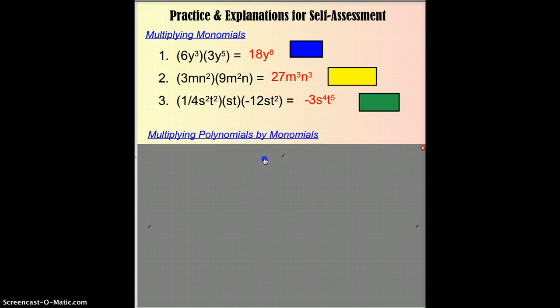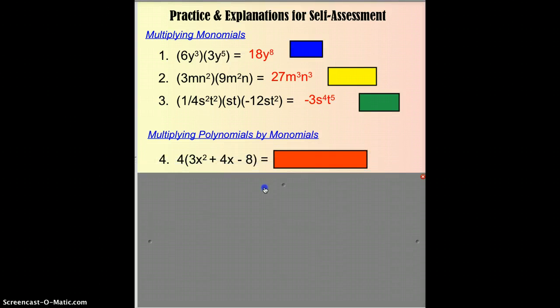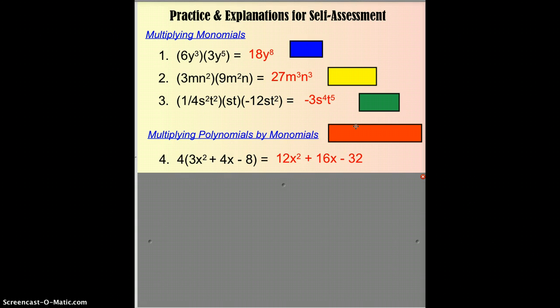Now we're going to move on to multiplying polynomials by monomials. Number 1. 4 times the quantity 3x squared plus 4x minus 8. Remember, this entails using the distributive property. Pause the video here. You should have gotten 12x squared plus 16x minus 32 because 4 times 3x squared is 12x squared, 4 times 4x is 16x, and 4 times -8 is -32.